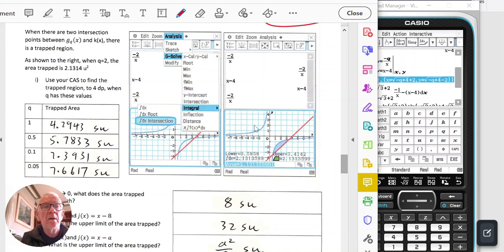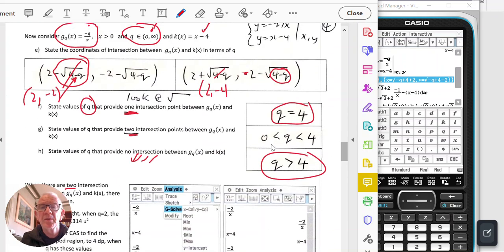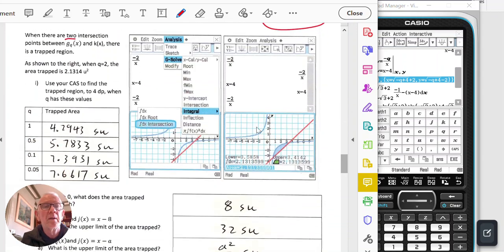And when there are two intersection points, that is when q is between 0 and 4, there is a trapped region. As shown here, where you do analysis, G-solve, integral, and you look at the intersection, and you get this intersection here, I get 2.1314, that's when q equals 2.